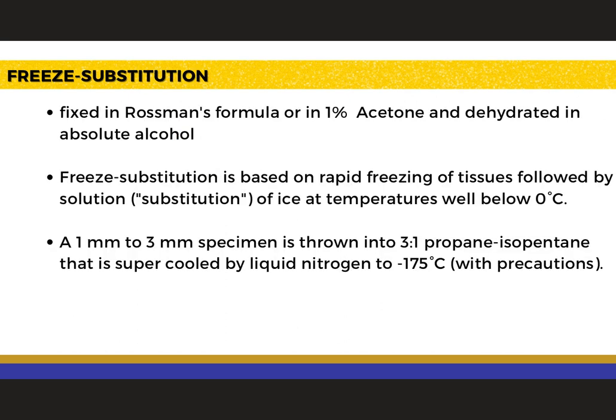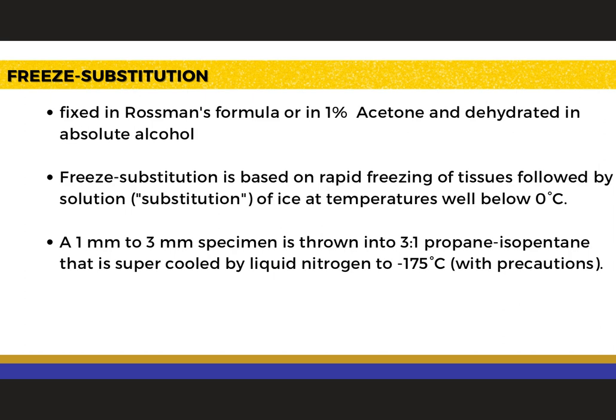Now going to freeze substitution. So this is similar to freeze drying in preparing and preserving tissue blocks for subsequent infiltration and also embedding of your frozen tissue block in paraffin. The only variation is that the frozen tissue, instead of being subjected to dehydration in an expensive vacuum drying apparatus, in here, is fixed in Rossmann's formula or in 1% acetone and dehydrated in absolute alcohol.